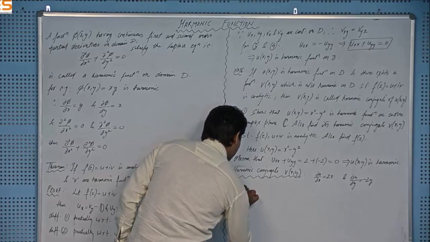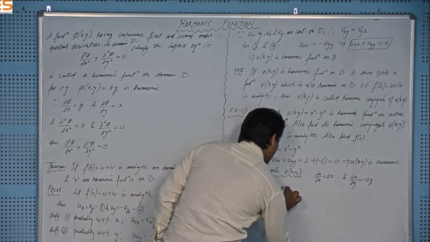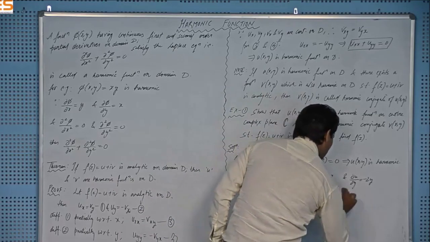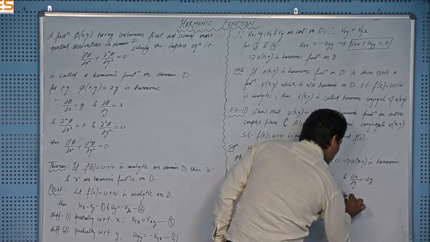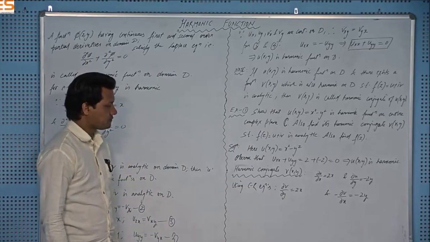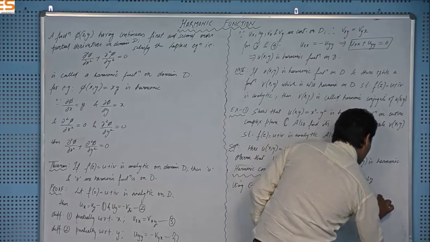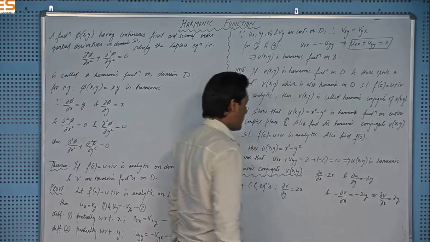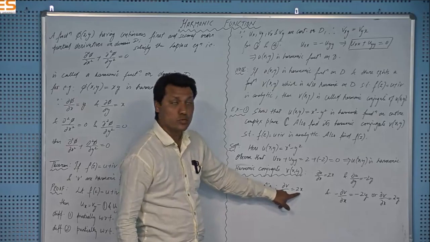Using the CR equations, we get del v over del y equal to 2x, and negative of del v over del x equal to negative of 2y. You can see that. Then del v over del x equals 2y. Now I will take this equation and integrate on both sides with respect to y.